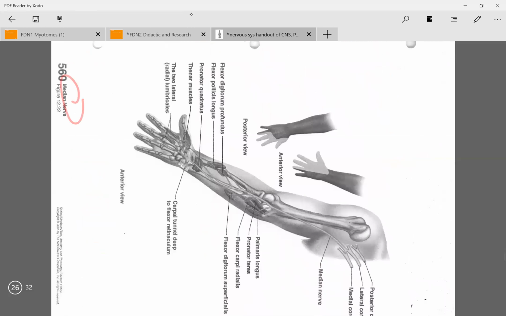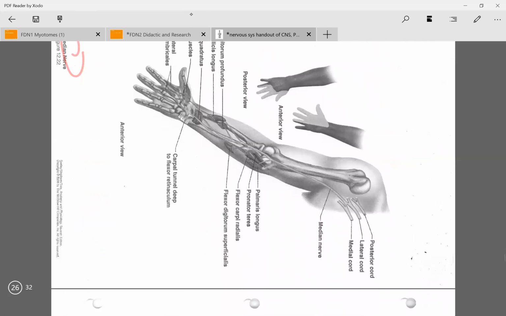Okay, median nerve. You can see the median nerve there. By the way, this nerve, if it is hurt, causes carpal tunnel.